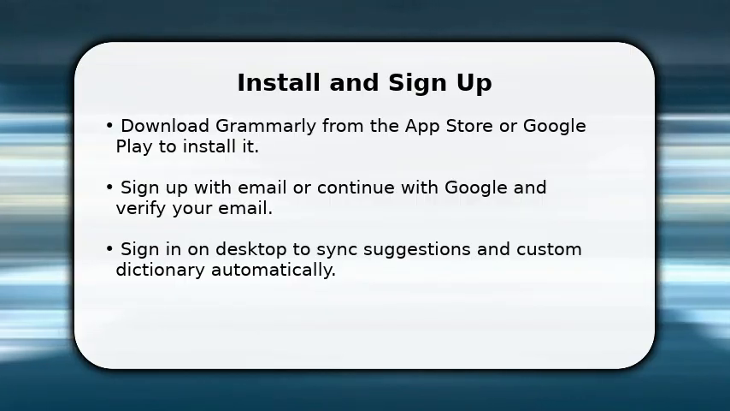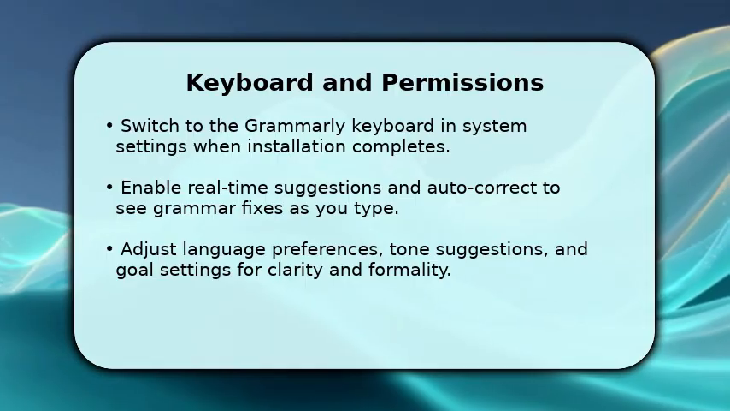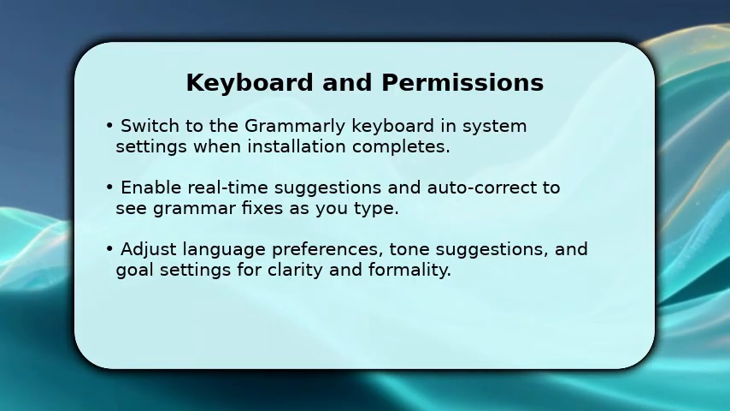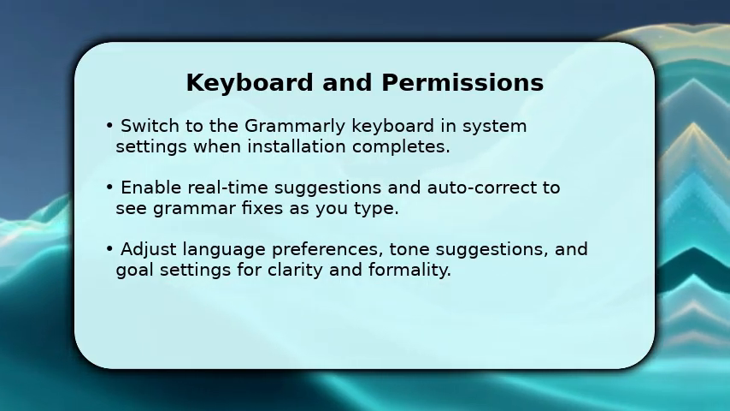Open the Grammarly app and select Keyboard from the Settings menu for typing corrections. Follow on-screen prompts to allow full access and grant necessary language permissions. Switch to the Grammarly keyboard in System Settings when the installation completes successfully.